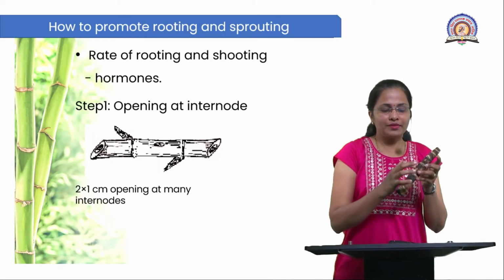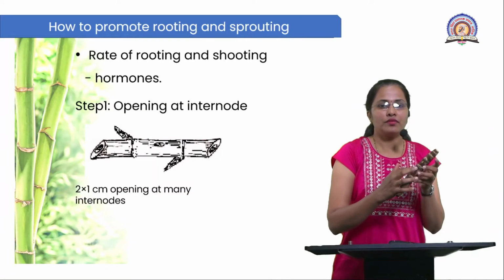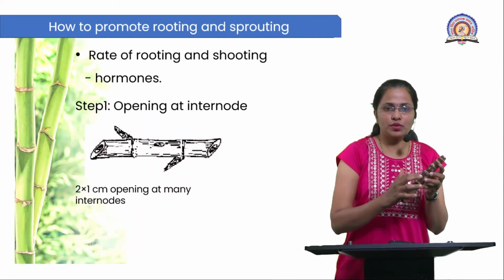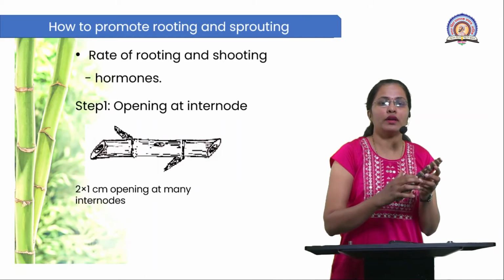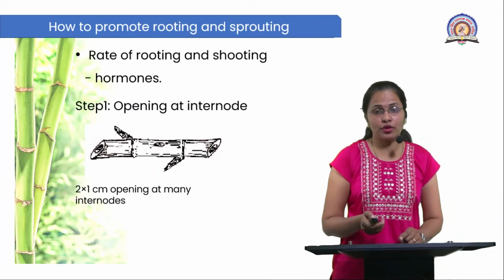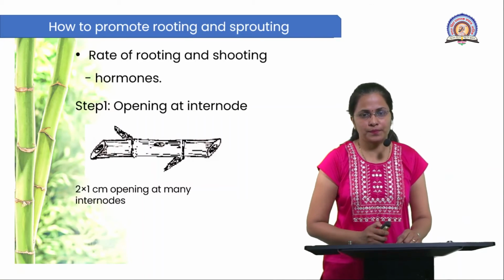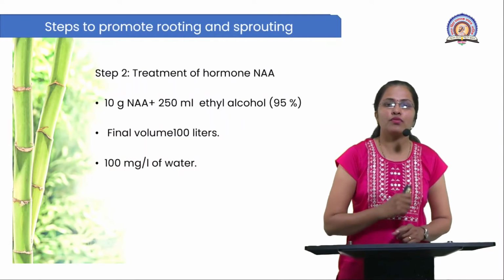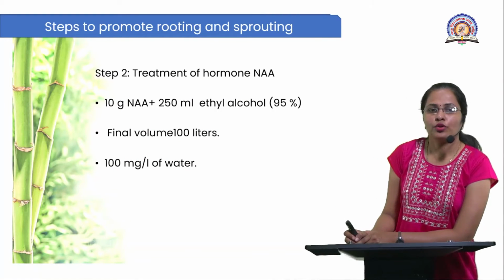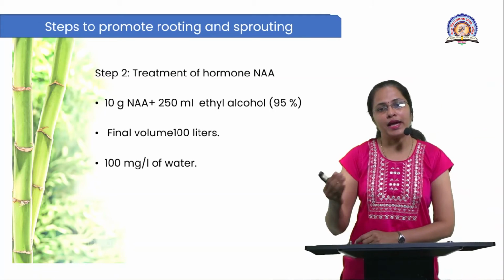Now between this region, here we are going to make a small hole, and within this hole we are going to put our hormones. In the case of bamboo, we are going to use NAA in order to promote the rooting and shooting.